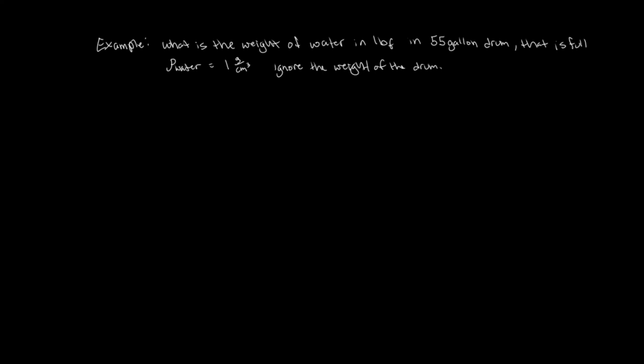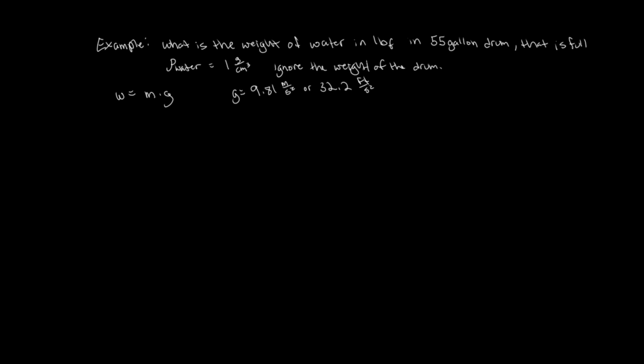So what we want to know is, we have a 55-gallon drum. It's filled to the top with water. We want to know the weight of that water, and we don't want to know the weight of the drum. We just want to know the weight of that water. So the first thing we know is that weight is equal to mass times gravity. Now, we don't specify where this is in the universe, so we're assuming it's going to be on Earth, which means that it's going to be 9.81. So we're going to put that up here. Gravity is equal to 9.81 meters per second squared, or 32.2 feet per second squared.